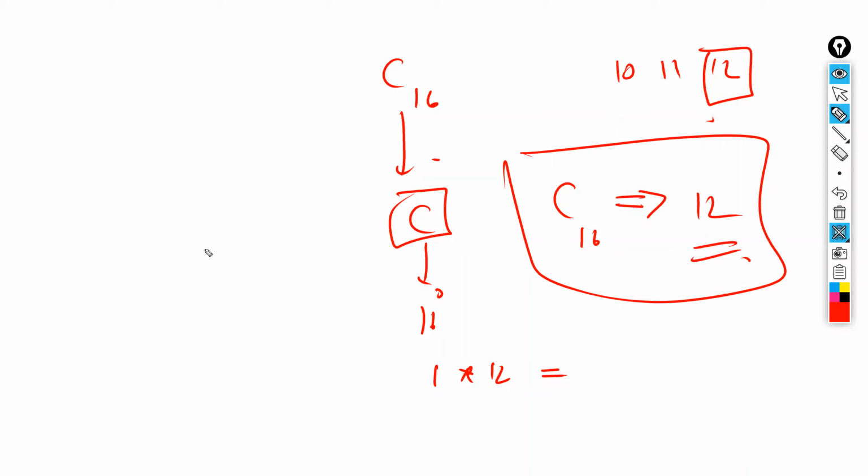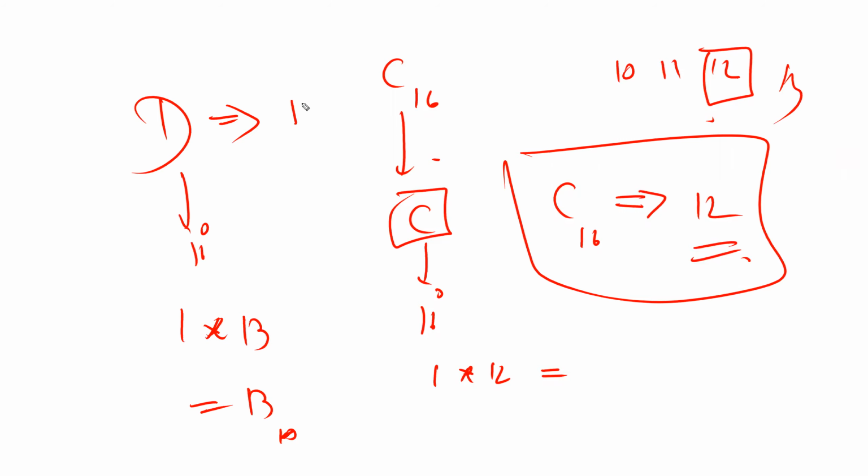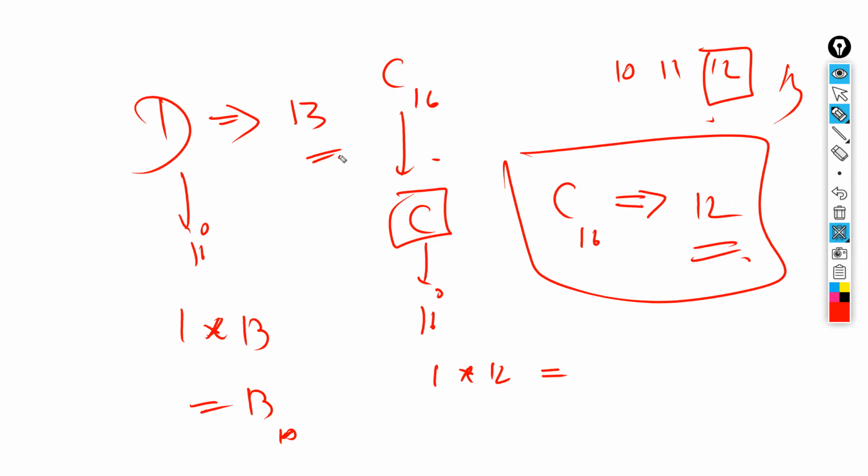Yes, sir. Okay. Take D. D is 16^0. 1 times D means 13. In base 10, D means denary 13. That's how it comes. Right?